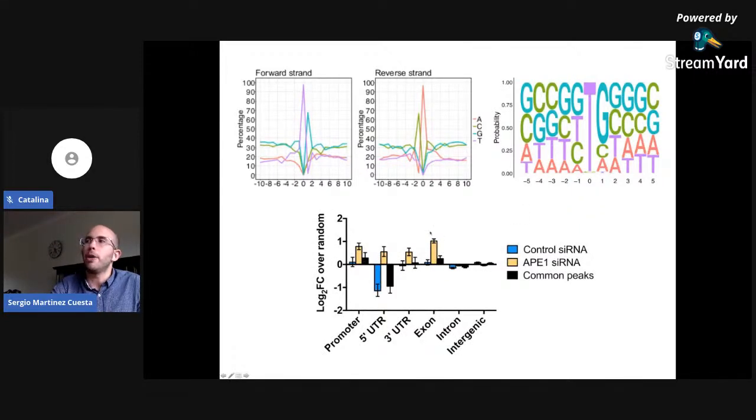Then we also map them in the human genome, and here I'm showing you some of our results. So we've been knocking out the enzyme, the base excision repair enzyme responsible for repair of abasic sites. And then we've been able to determine whether they are more present in promoters or in 5' UTRs. And we could see that upon knockdown of APE1, we could see an enrichment of abasic sites in functional regions like UTRs and promoters, and not so much in introns and intergenic regions.